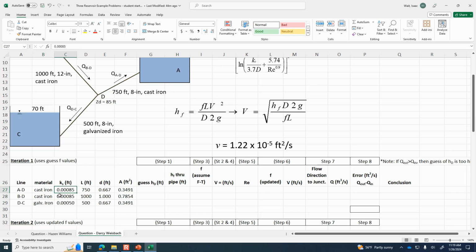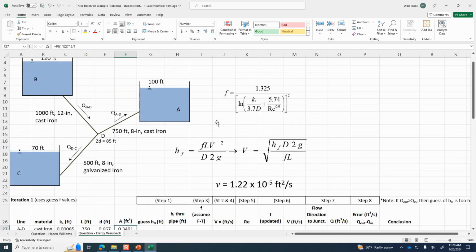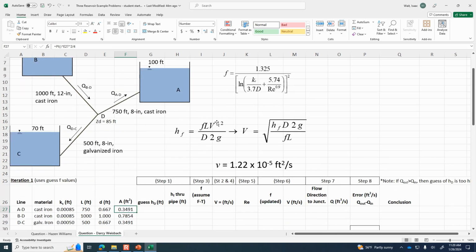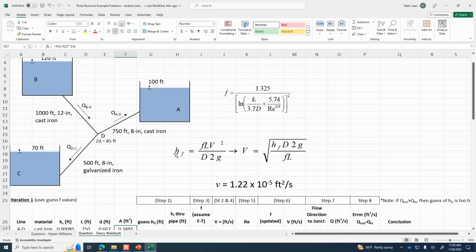We've got cast iron and galvanized iron as our materials. The lengths are given. The diameters are defined. The cross-sectional area, remember, is pi d squared divided by 4. So our first thing that we have to do is just guess what the head at D is. Now, there's no right answer for what the initial guess should be. We could guess 95, we could guess 101.